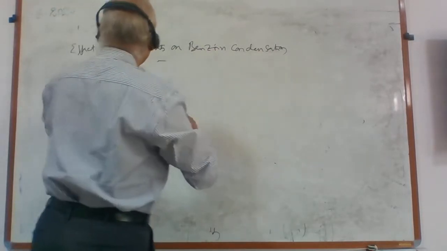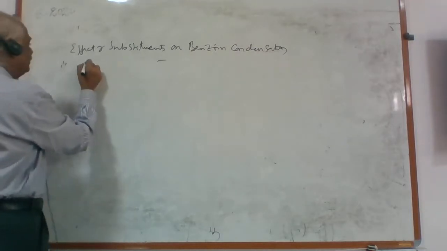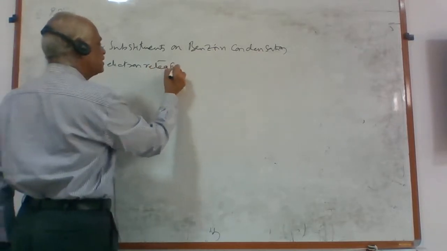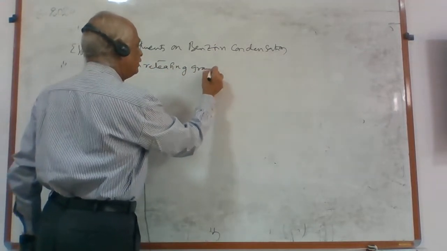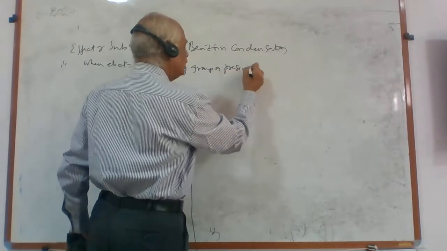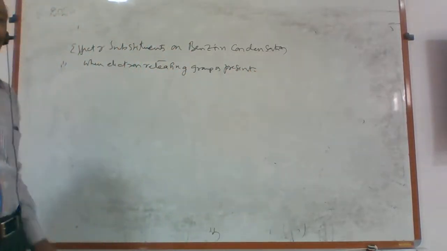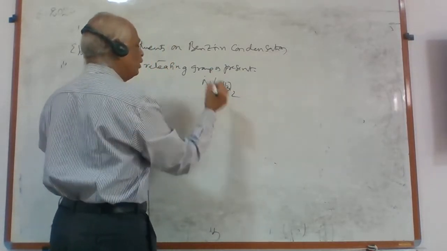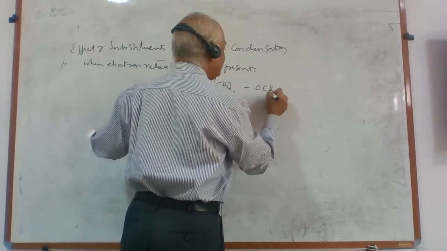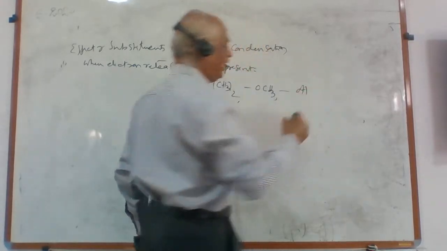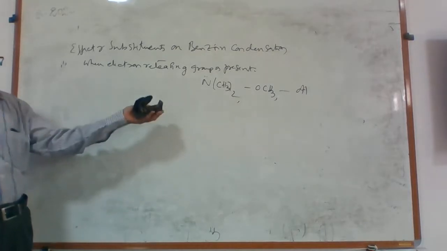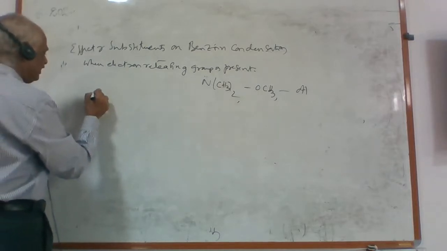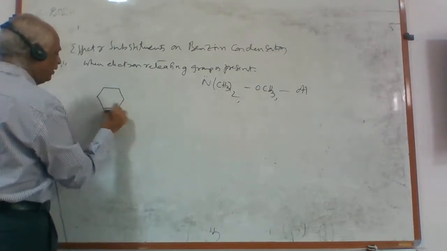Case 1, the first case I take is when an electron releasing group is present. So the electron releasing group can be a dimethylamino group, a methoxy group, or a hydroxyl group. These are the generally used electron releasing groups in the laboratory. For this, I take the example.